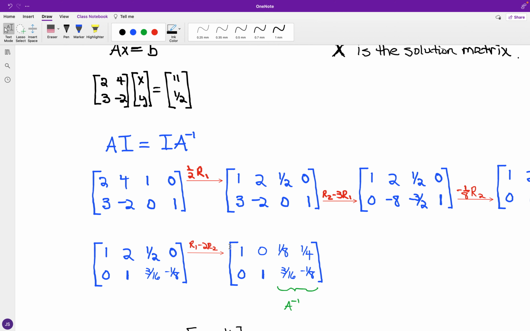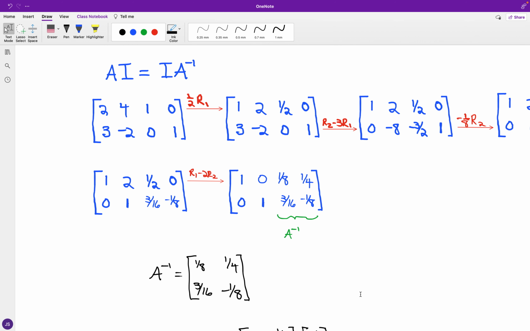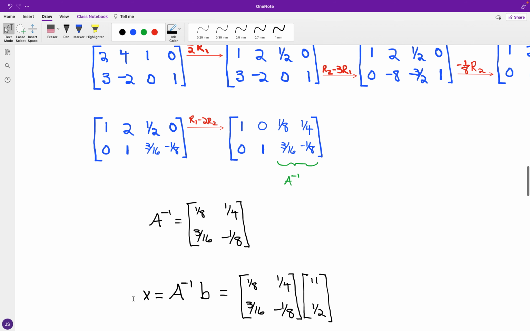And guess what? With the follow through, I have this time the identity matrix elements on the left, and what I have to the right are going to be the elements of the inverse of matrix A. The inverse is going to consist of 1/8 and 1/4 in the top row, 3/16 and negative 1/8 at the bottom. And now just going back to our formula where x is equal to the inverse of A times B. Again, the inverse of A, we have 1/8, 1/4, as well as 3/16 and negative 1/8.